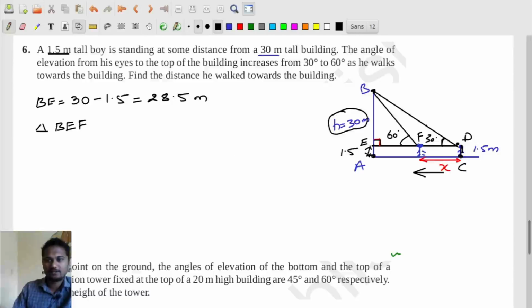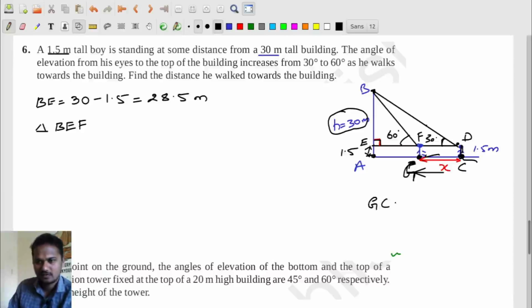We need this AC here. First try to understand. The required data is the distance traveled by the boy from point C to this point. Let me take it as F. Or we have F here, let me take it as G. We need to find the distance traveled by the boy from point C to G. Now how to find this CG here?